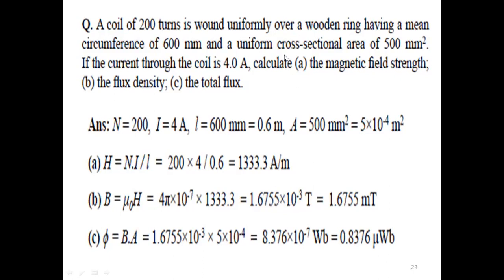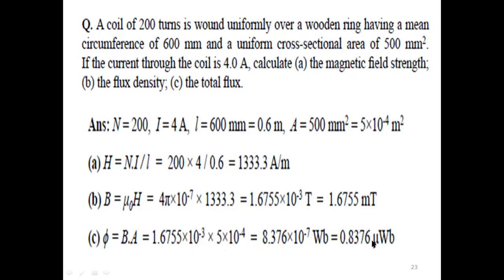Next one, what do we have to calculate? Next we have to calculate the total flux. We know the formula B equal to phi by A, the flux density formula. From that we can write phi equal to B into A. We have calculated B just now, 1.6755 into 10 to the power of minus 3. The cross sectional area he has already given. So you substitute here and you will get the answer.